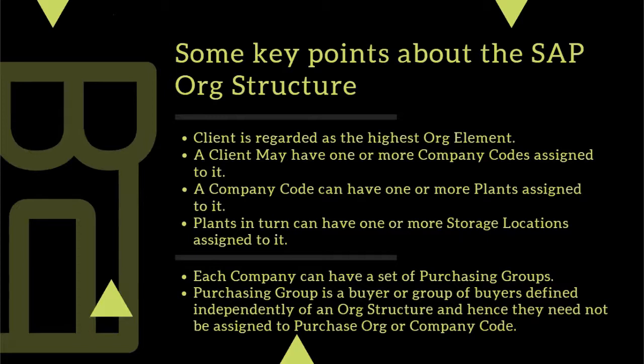You have to know some key points about SAP's organizational structure. The client is regarded as the highest organizational element in SAP. A client may have one or more company codes assigned to it. A company code, in turn, can have one or more plants assigned to it. And plants, in turn, can have one or more storage locations assigned to it.